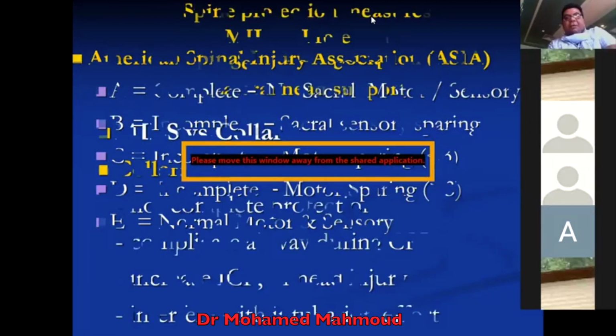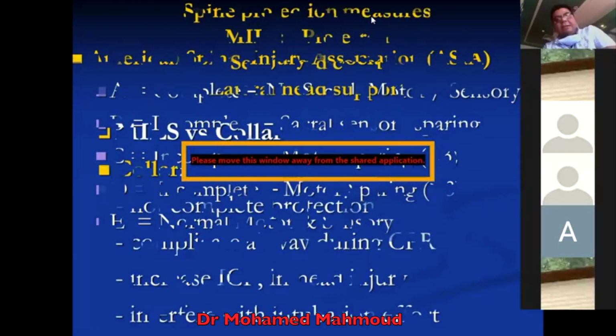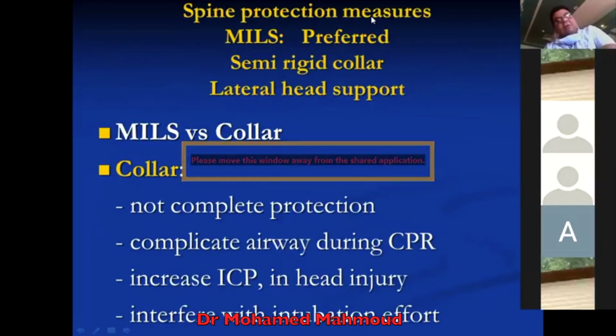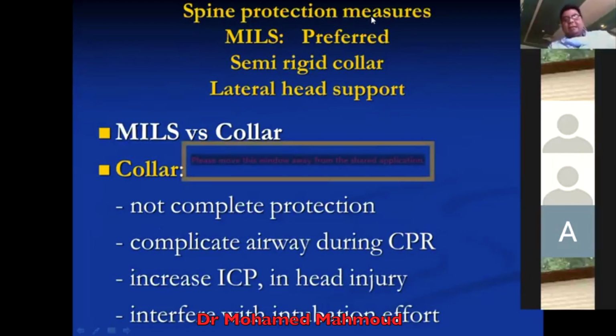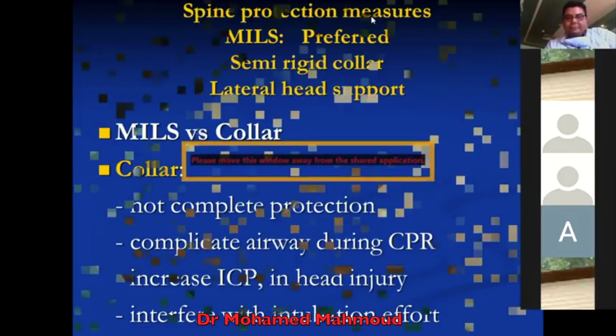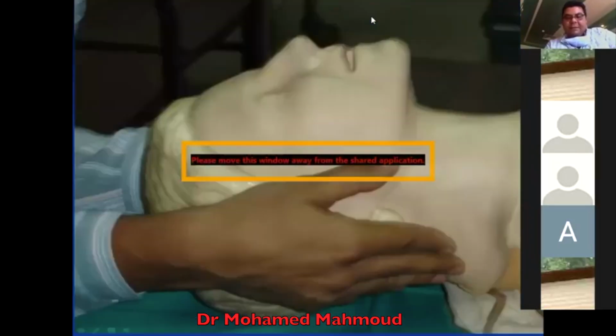Spine protection: manual inline stabilization is preferred over a neck collar. A neck collar does not show complete protection, complicates the airway during CPR, may increase ICP if it is tight, and sometimes interferes with intubation. This is manual inline stabilization.